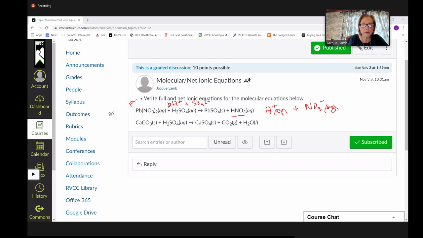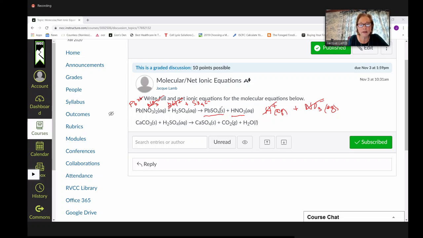Lead is Pb2+ and nitrate is NO3−. So this is what's on this side. These are the aqueous ions on this side. And on the other side, you still have the H+. So the H+ is going to end up canceling and the nitrate is going to end up canceling. And the lead sulfate forms your solid precipitate.